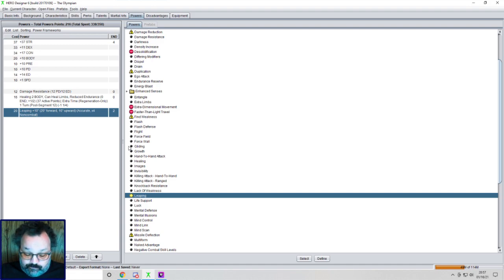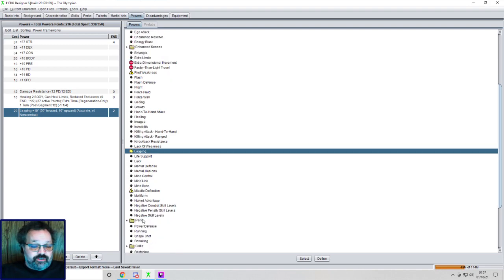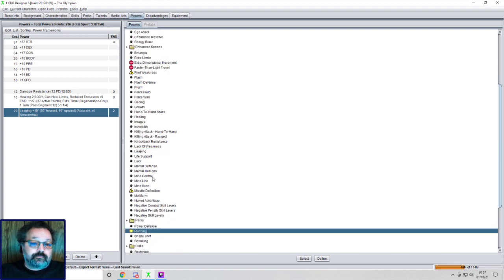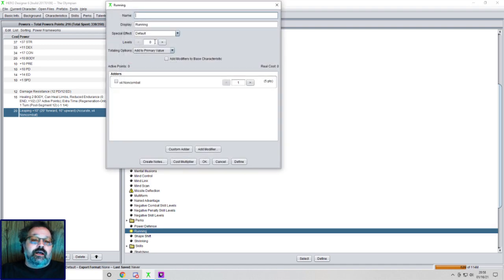All right, and finally, I gave him some more running, another movement power. I gave him 4 more inches of running, bringing that up to 10 total inches of running, so 20 meters. And I also put the times 4 combat multiple on it. Now, what this means is he has 5 actions he can do.